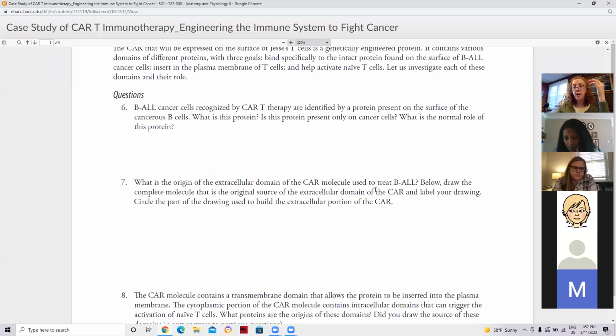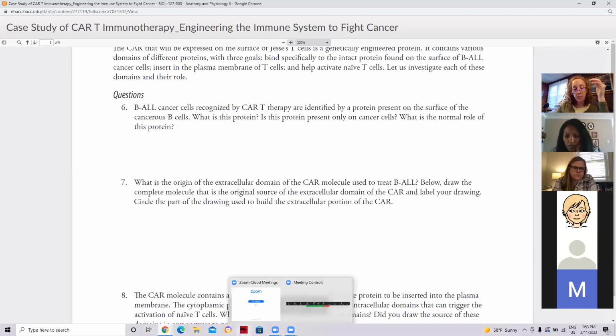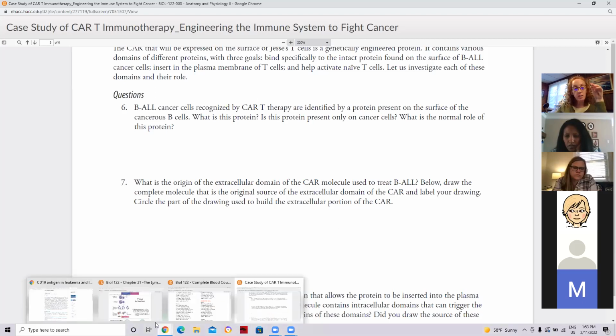It is an antigen binding site that's going to bind CD19. So if you look at this question, it says, draw the complete molecule that is the original source of the extracellular domain of this chimeric antigen receptor. Label your drawing and circle the part of the drawing used to build the extracellular portion of CAAR. The easiest way to do this is looking back here.